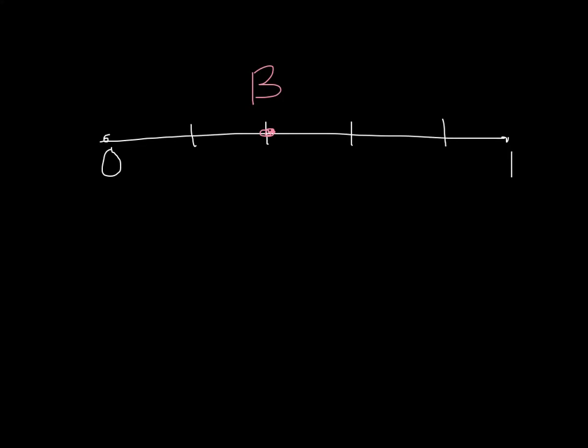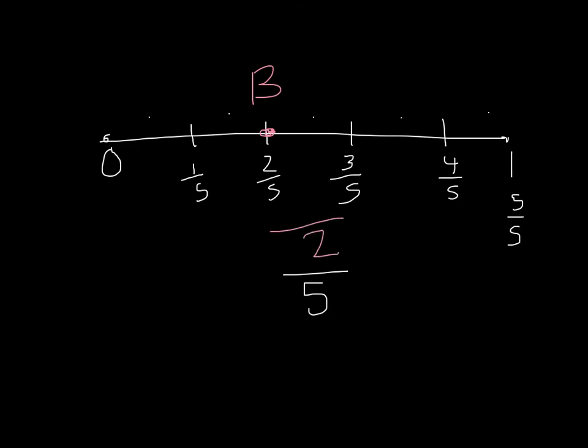Hopefully the first thing that you decided to do was to count the spaces. I have 1, 2, 3, 4, 5 spaces. So 5 is going to be my denominator. And then I'm going to go ahead and count the lines. So this would be 1/5, 2/5, 3/5, 4/5, and 5/5. And you can see that our point is right on where it says 2/5.